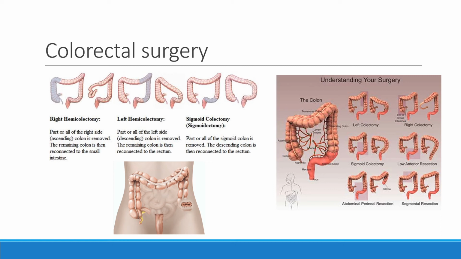And then you have the abdominal perineal resection, which is for low rectal tumors, so tumors less than 5 centimeters from the anus. You excise the distal colon, the rectum, and the anal sphincter, and this results in a permanent colostomy, so they have a stoma.